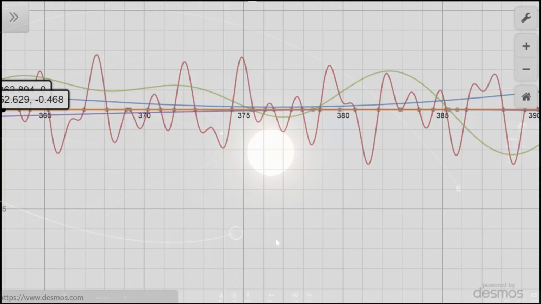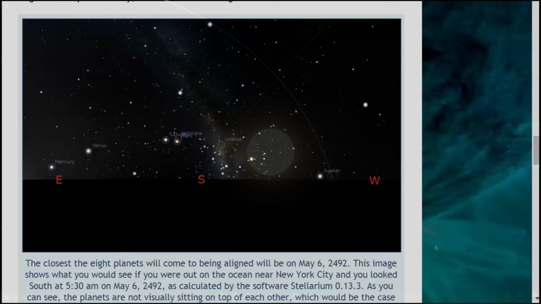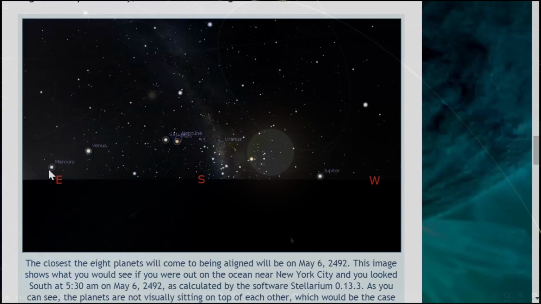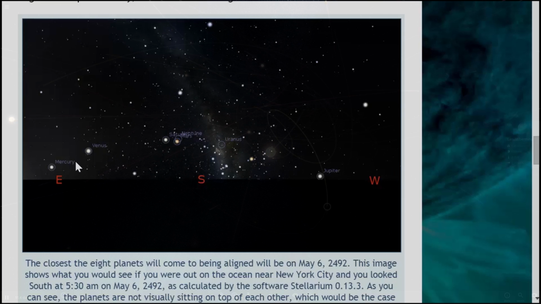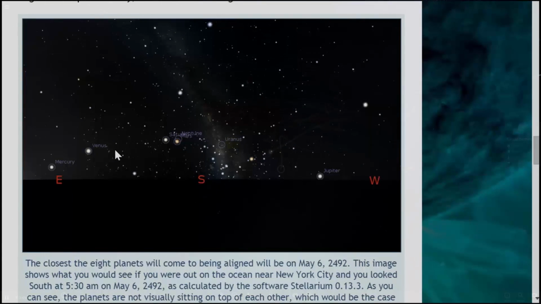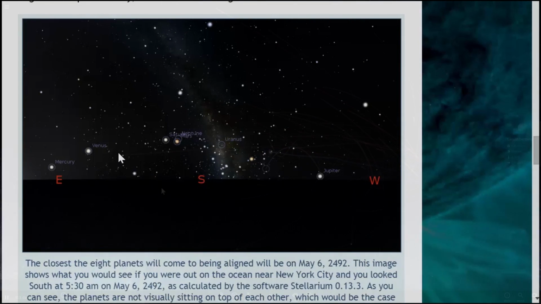Well, according to a few websites, there's actually a date for it. It's in 2492. So let me just show you what this would look like. Here's the picture. Basically, we have Mercury, Venus, Saturn, Mars, Neptune, and Uranus all in the same sort of region of space, but definitely not a perfect line. So this is the closest we'll see, and only after about, what is this, like 450 years, 480 years. So not anytime soon, and I'm pretty sure all of us will be dead by then.